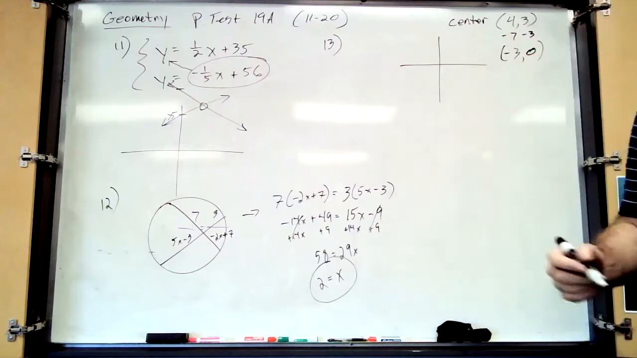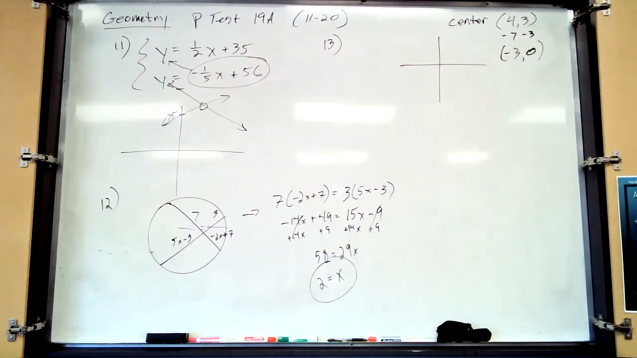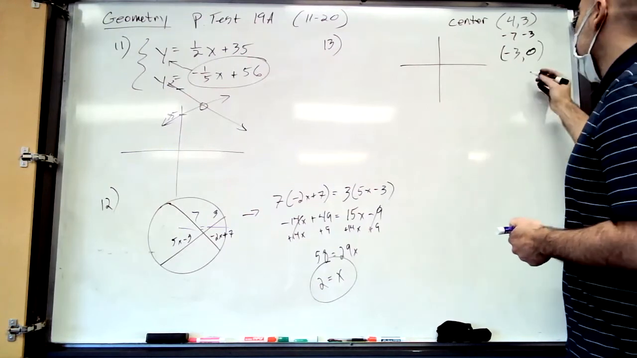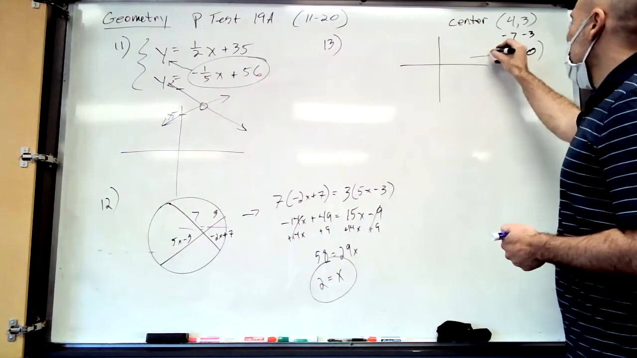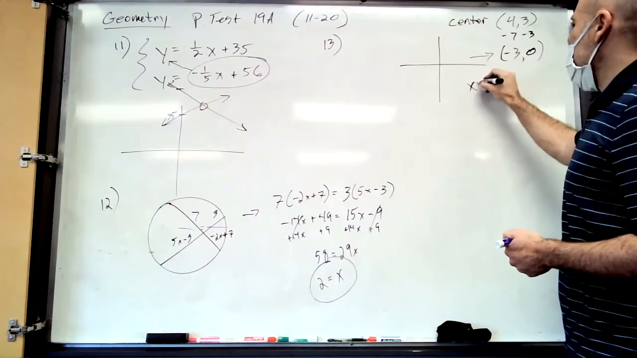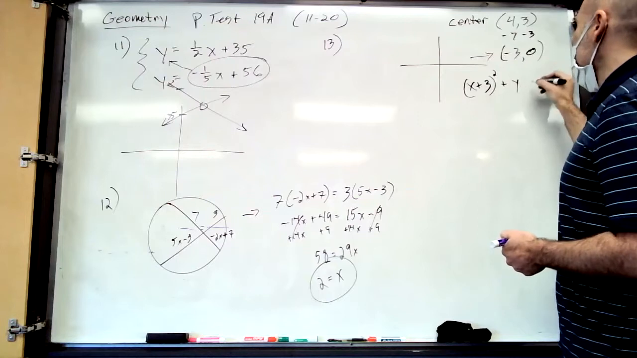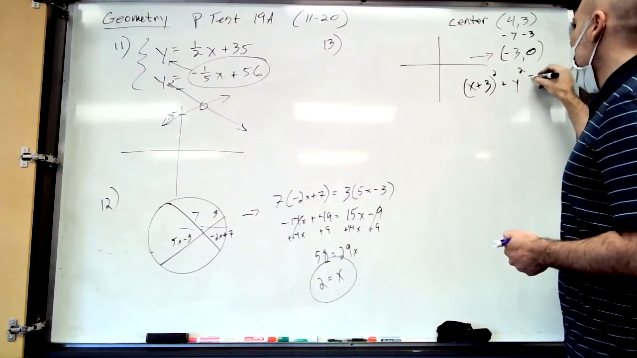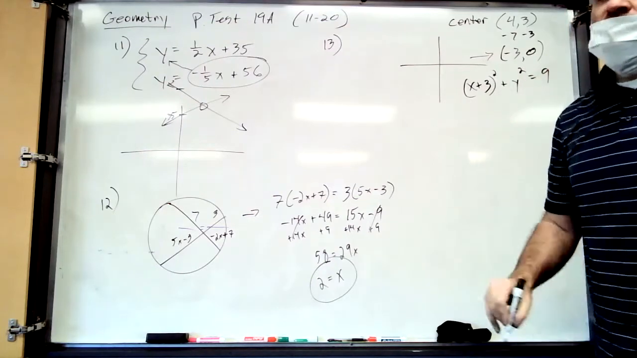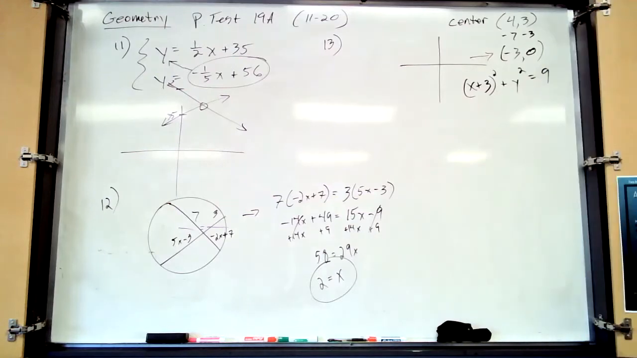So that's where the center is now after it's been translated. It hasn't been dilated, so the radius is still the same. Okay? But it just was translated. It went 7 down and 3 left. So I just subtracted 7 and subtracted 3. So here's my new center. So how do you write that equation? And this time it's x plus 3 squared plus y minus 0, or just y squared, equals that same radius squared, so it's still 3 squared. Okay?